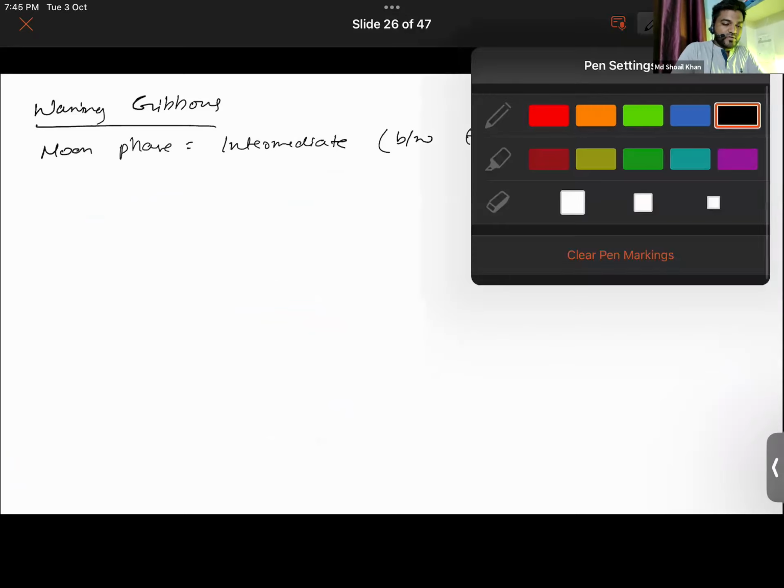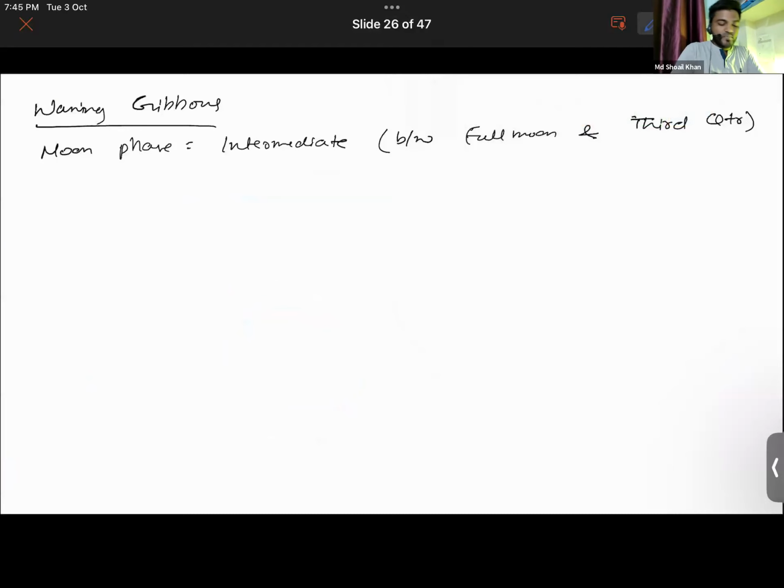If you were to talk about illumination, how much portion of the moon is lit? Almost 99% is lit in this case. If you were to talk in terms of range, it will be around 49% to 99% of the moon that will be lit.